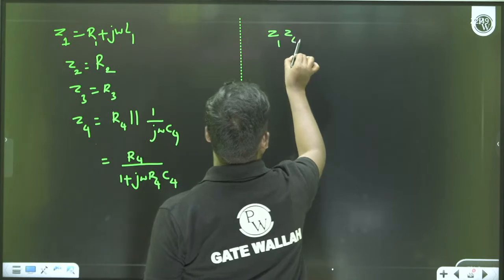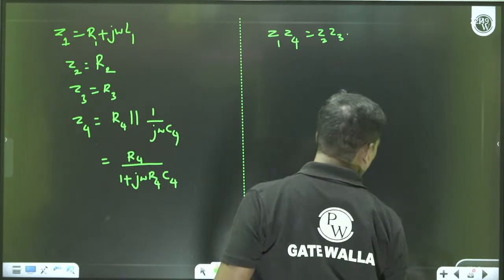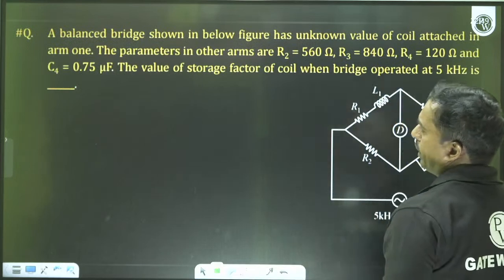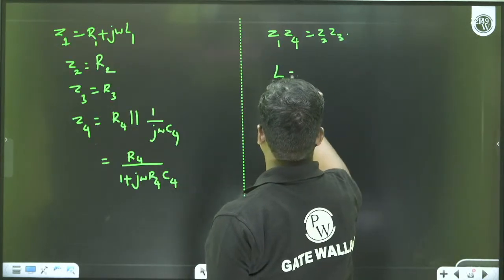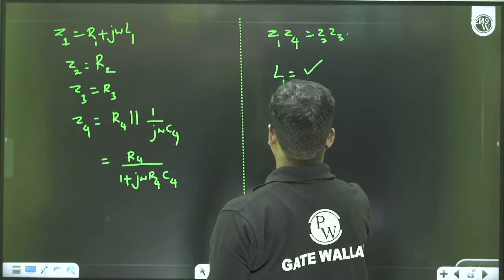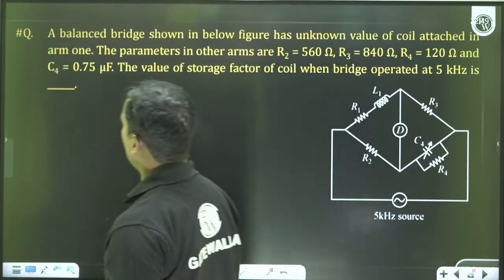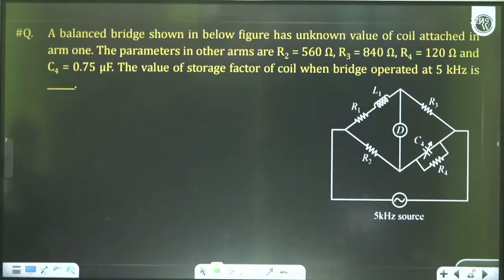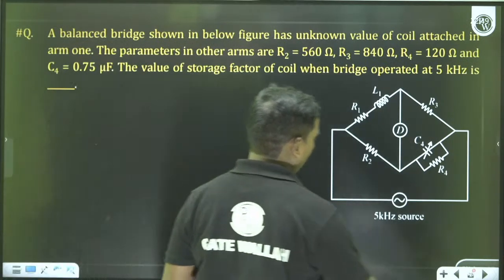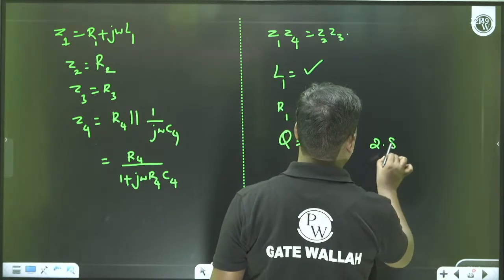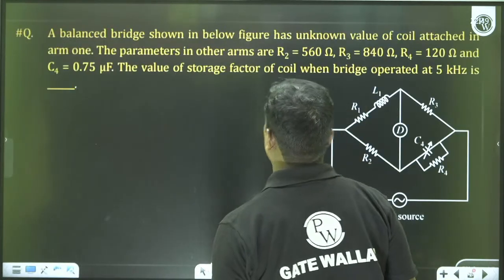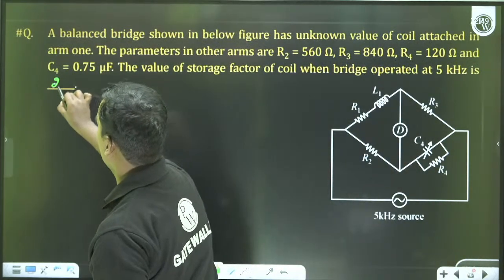So find Z1 Z4 is equal to Z2 Z3. Compare real and imaginary parts, then you are going to get L1. Find L1, find R1. So Q is equal to omega L1 by R1. That is the best way of doing this problem. The methodology is same. If you do that, we are going to get it as 2.83. So Q factor is 2.83.